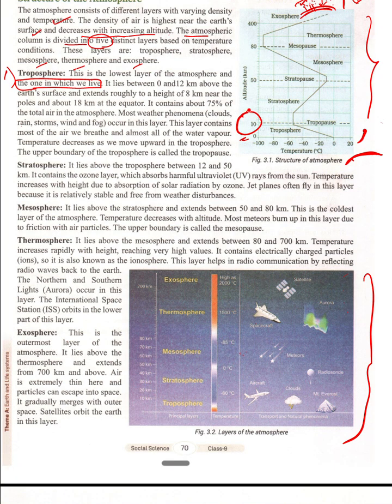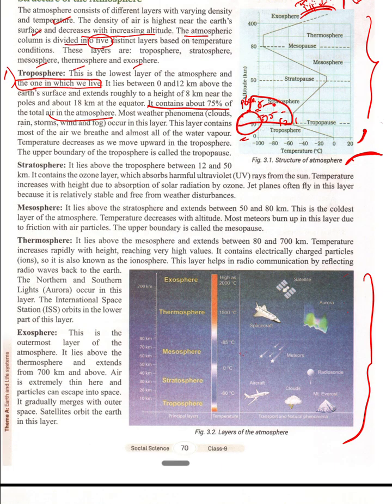Earth, poles, 8 kilometers and 12 kilometers at the equator. This is the equator, 0 degrees, and these are the poles, and it extends up to 8 kilometers. Here it is 12 kilometers. So, it contains about 75% of the total air in the atmosphere.